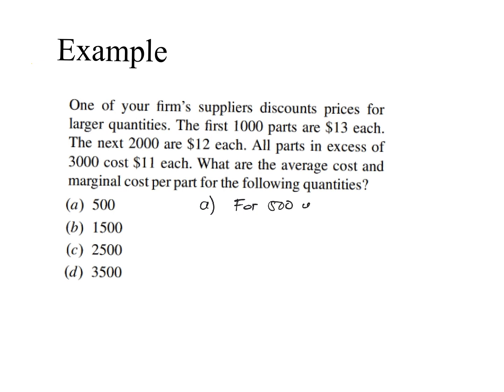So 500 units. Let's say that the first 1,000 parts are $13 each, right? So the first 1,000 is $13 per unit. So for 500 parts times $13 per unit, we get, let me see here.